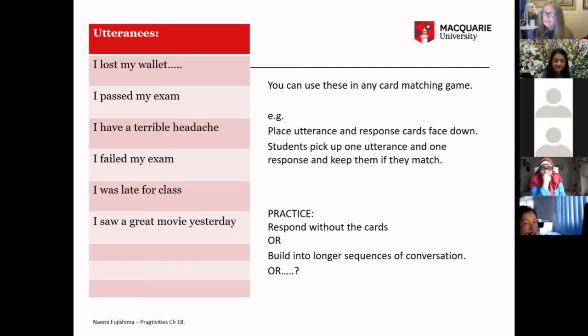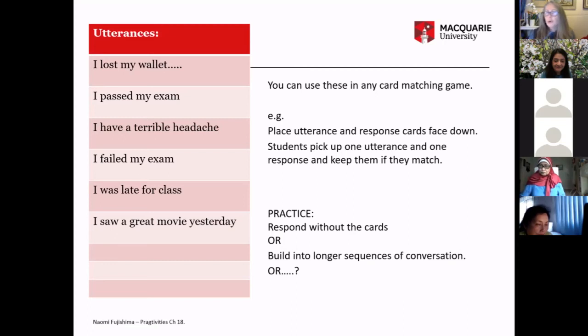So basically anything you do with matching cards, you can do with pragmatic information. So things like, I used to use this with my students, a memory game where you have the cards face down and they pick up one utterance and one response. And if they go together, they keep the cards. So all of these things are sensitizing them to how what they say needs to relate to the context.